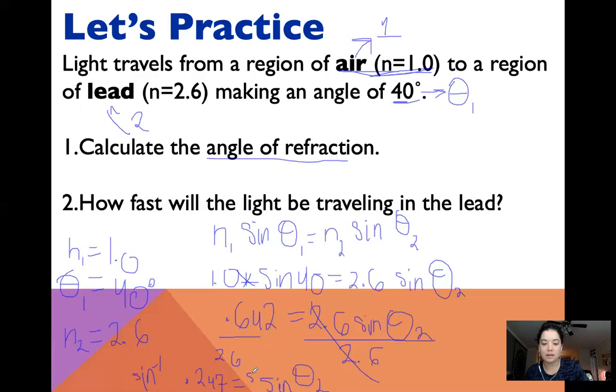Whatever we do to one side, sorry, we got to do the other. Because inverse sine and sine cancel out, and I'm left with theta all by itself.